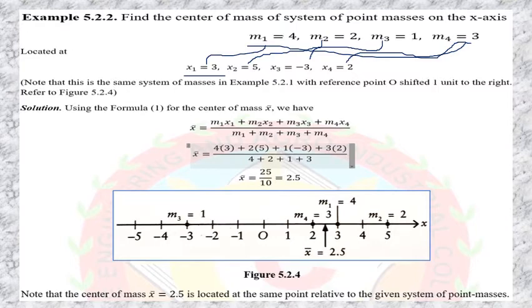So, this time, dito na yung center of mass natin. Note that the center of mass x bar equals 2.5 is located at the same point relative to the given system of point masses. So, kanina kasi dito, di ba? So, parehas pa rin. So, relative pa rin sila.